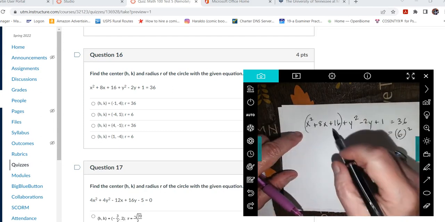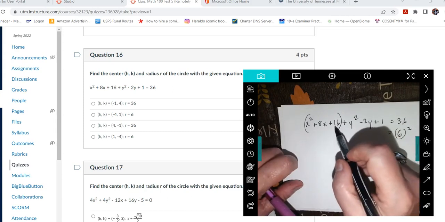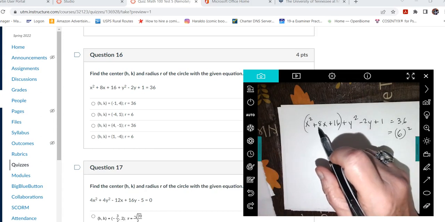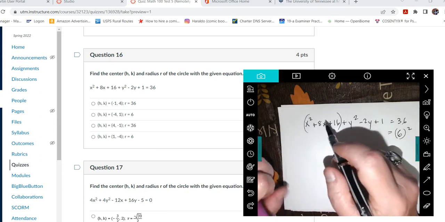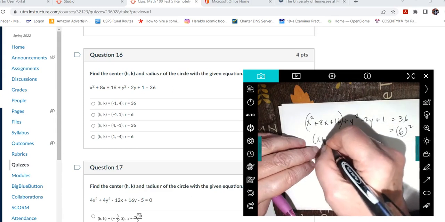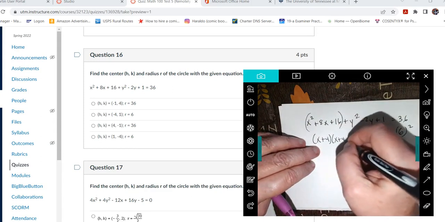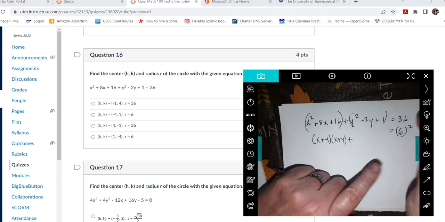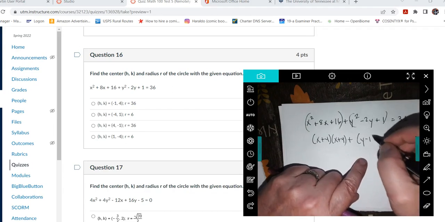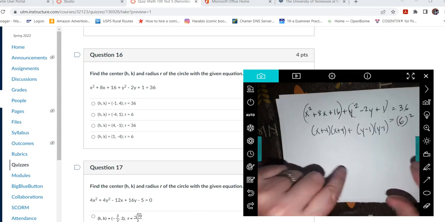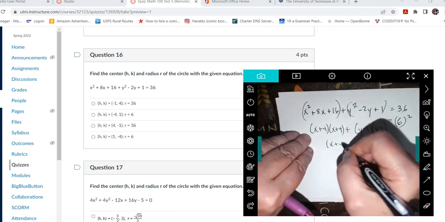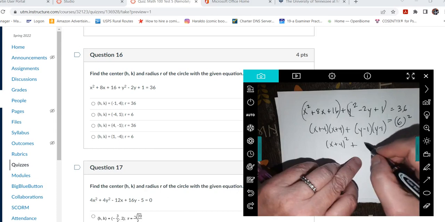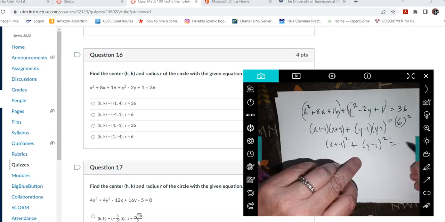Now this, we can use the trick to factor this. Two numbers that multiply together to give you 16, but at the same time add up together to give you positive 8. And that's 4 and 4. And then I have two numbers here that multiply together to give you positive 1, but add up together to give you negative 2. And that'd be negative 1 and negative 1. Okay. So this is the same thing as x plus 4 squared. And this is the same thing as y minus 1 squared.